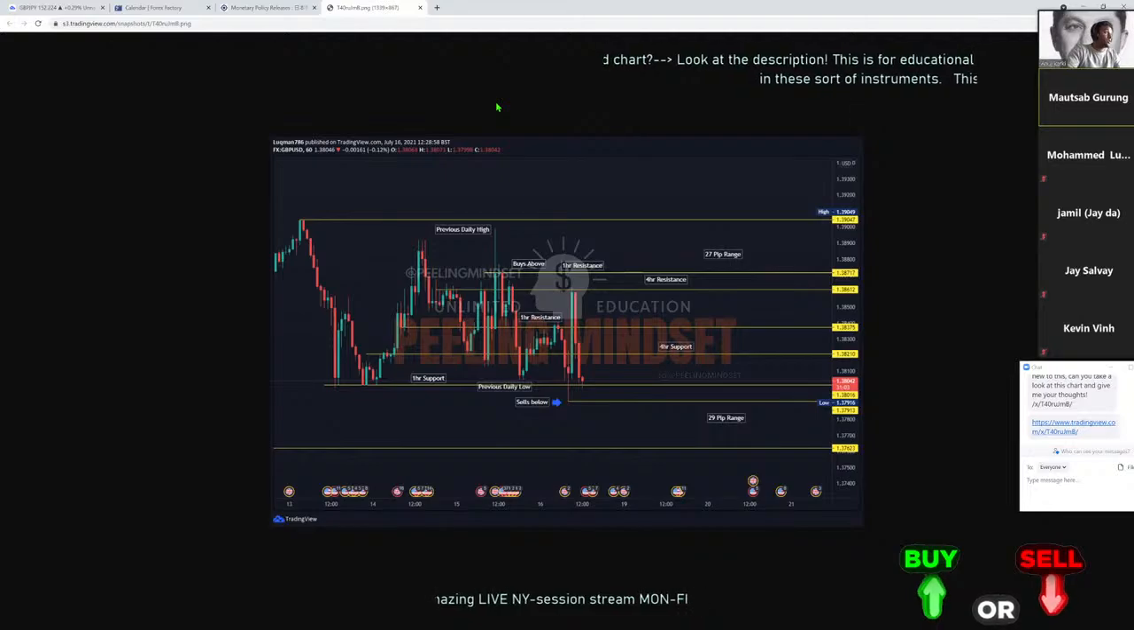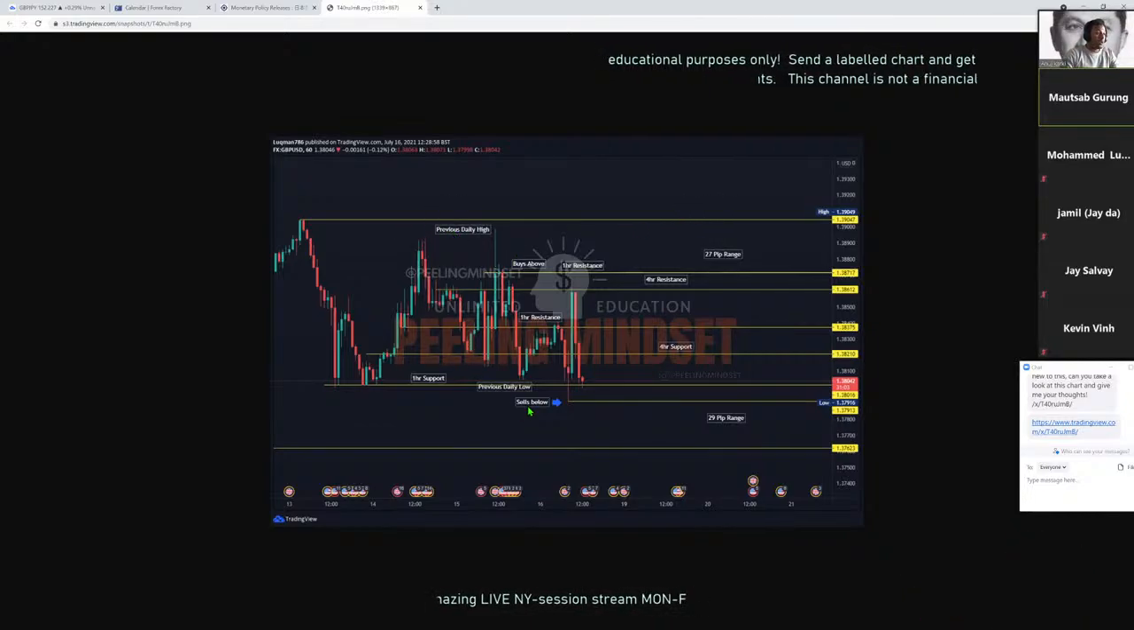This is Mohammed's chart right here, and Mohammed is looking at GBPUSD. He's talking about previous daily high. So what are you exactly looking for? Man, Mohammed, you got a lot of details here. You have to try and make your charts as simple as you can. To be honest, a lot of details.